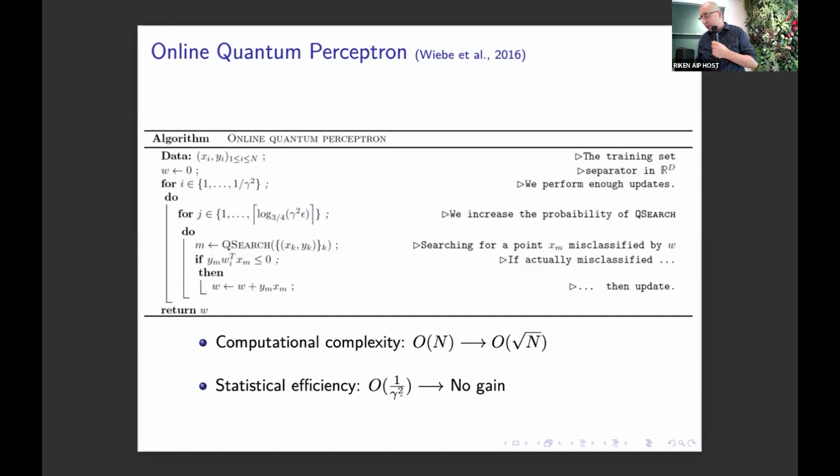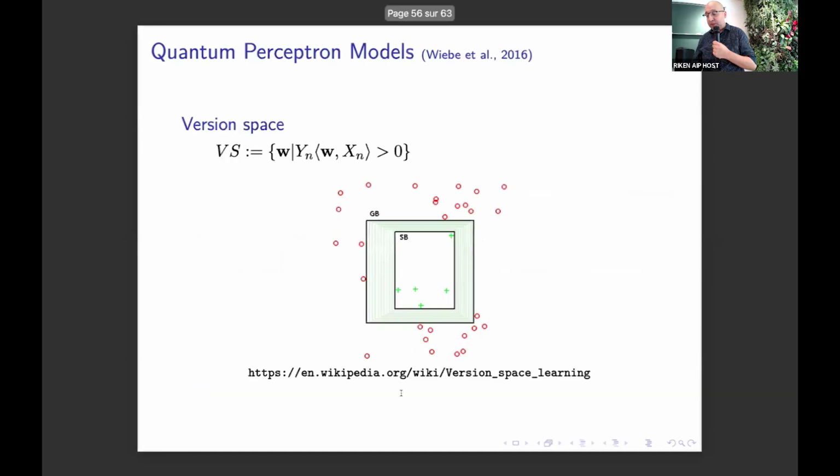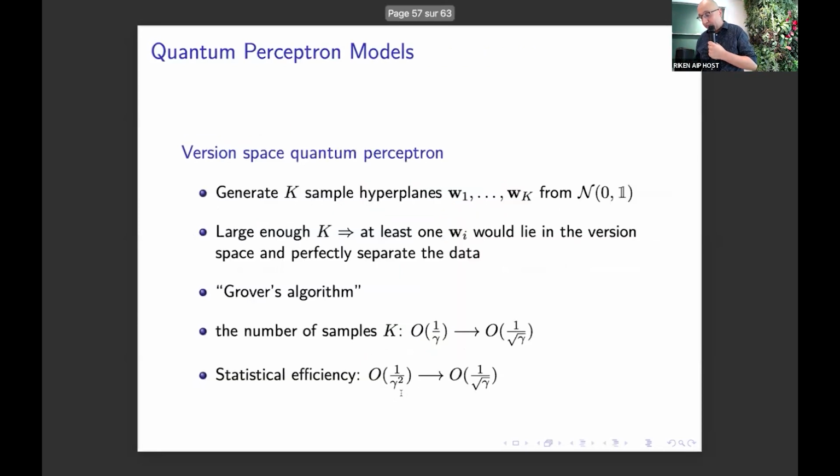Okay, so I will go fast now and conclude, and after that we can discuss if you have questions. Just to show you quickly before concluding, another way to do the perceptron, which is called the version space perceptron. What is the version space? It is the space containing all the solutions of our problem.